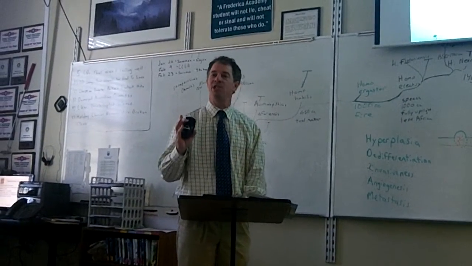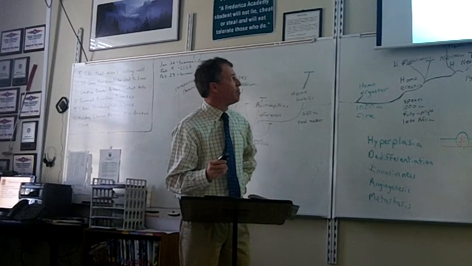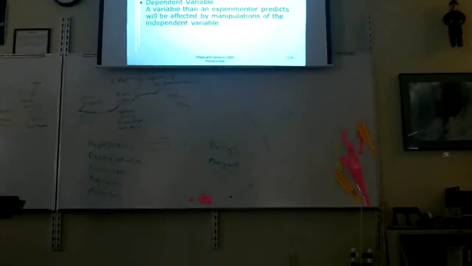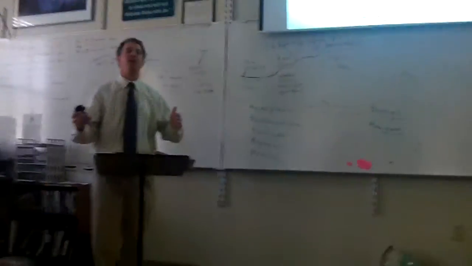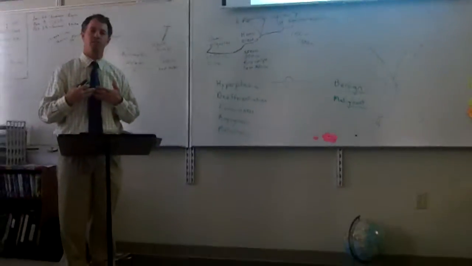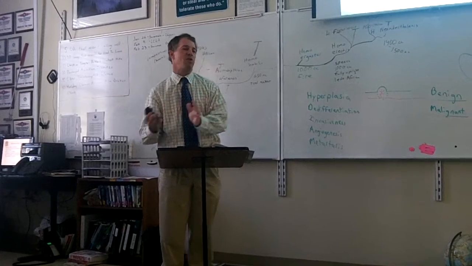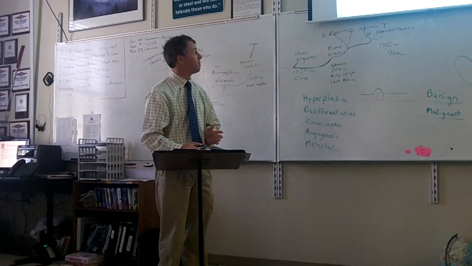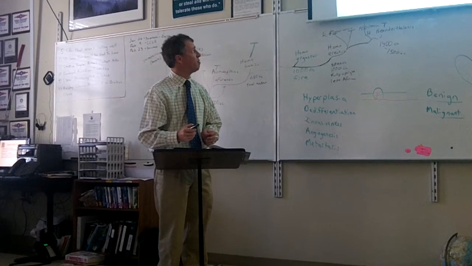A good experiment has two types of variables: what we call the independent variable and what we call the dependent variable. This is important. This is something that's often confused, and it's not that difficult. The independent variable is what you as an experimenter control. The dependent variable is usually the result or the measurement you take. So independent variable, a variable that an experimenter manipulates.